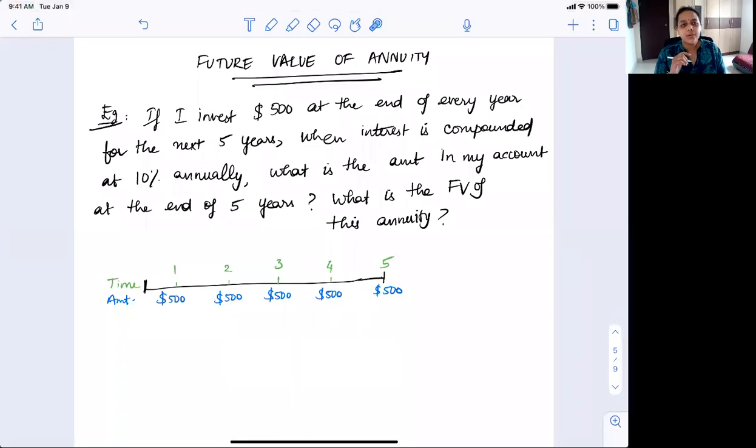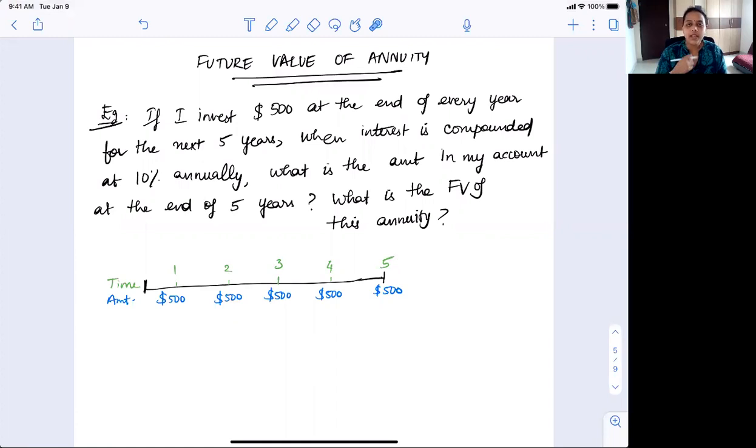Hello everyone. So in the last video we saw how to calculate the present value of an annuity. Now let's look at the future value of an annuity. We have an example where I invest, say, $500 at the end of every year for the next 5 years, when the interest is compounded at 10% annually. What is going to be the amount in my account at the end of 5 years?